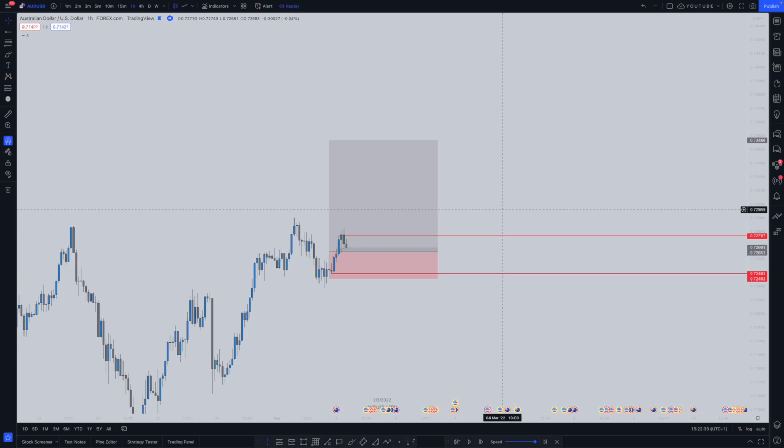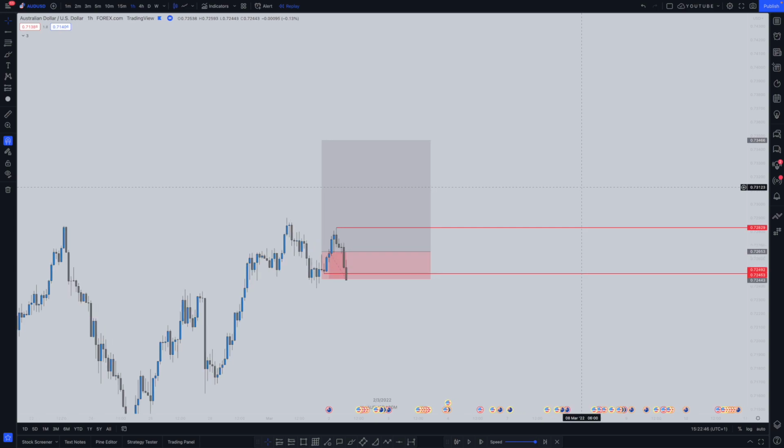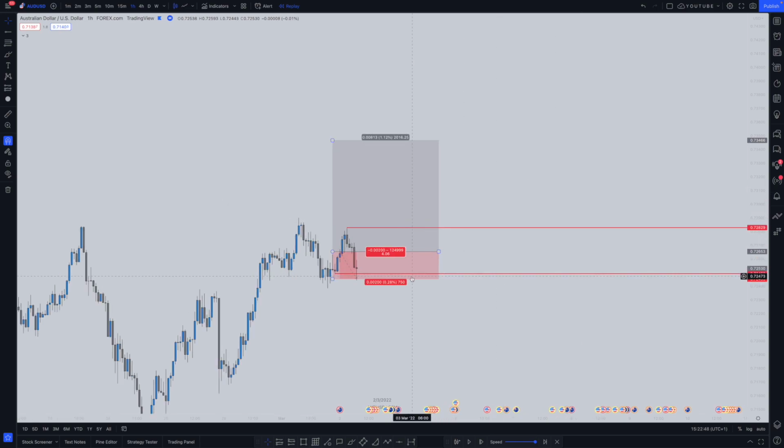and we have continued up. We've had a pullback, so this would be our high, and we've come down and we've been taken out. So that is a -1%, which is absolutely no problem at all.